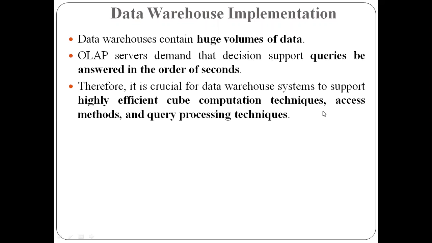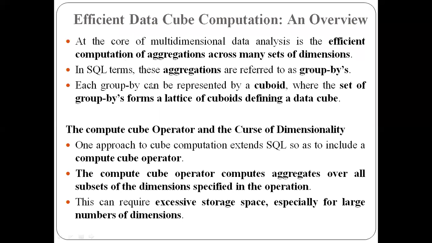and the second one is access methods. You need to provide some access methods in the form of an index. And the third thing is query processing techniques. You need to provide efficient query processing techniques. Now we shall study these three mechanisms in detail. So the first one is efficient data cube computation.